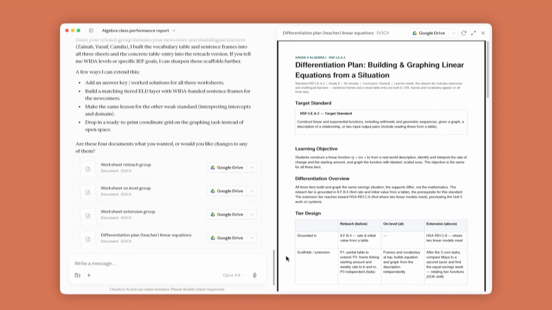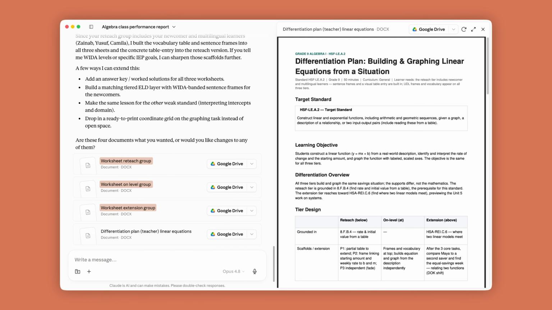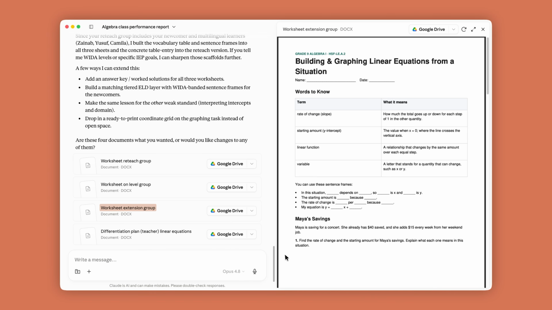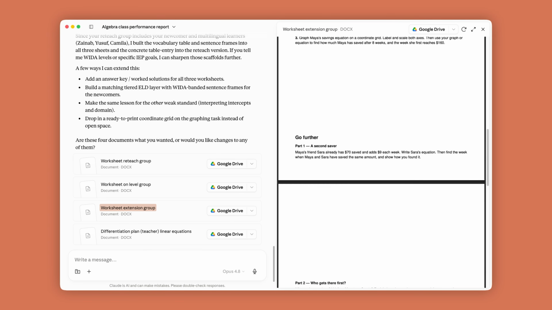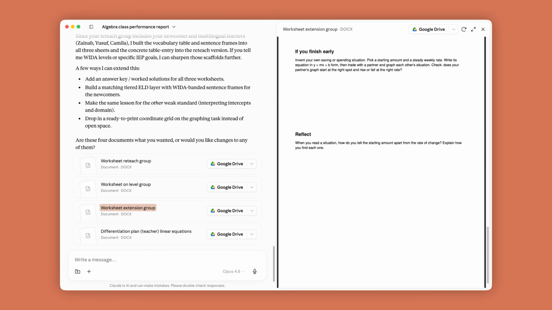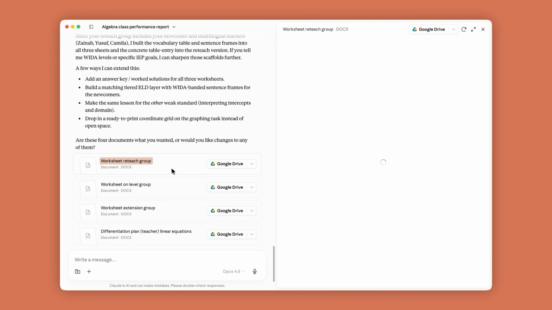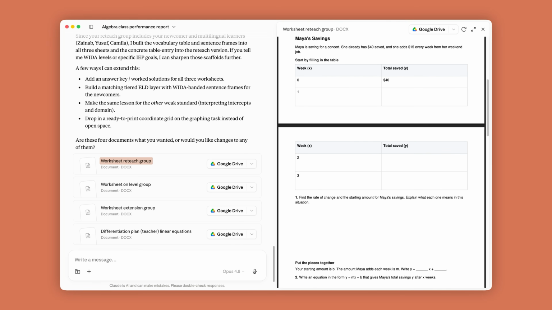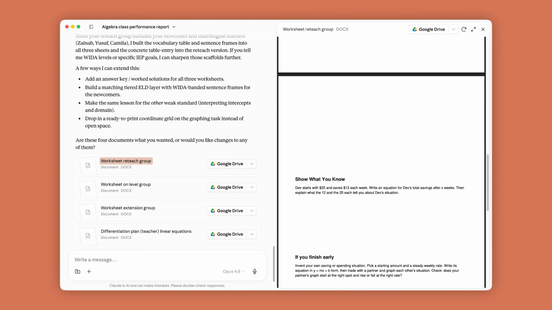I end up with 3 worksheets and a plan for me. Every group's working towards the same goal. What changes is how each one gets there. My extension learners get additional problem-solving tasks that preview Unit 5 systems. Claude noticed that my reteach group includes newcomers and multilingual learners, so those worksheets include explicit vocabulary with sentence stems.